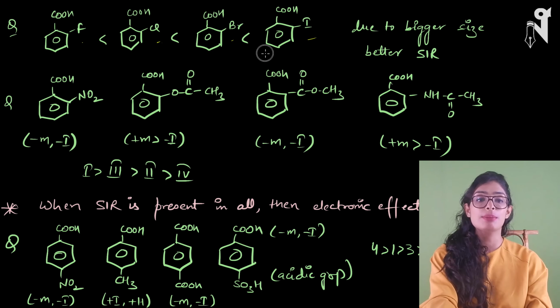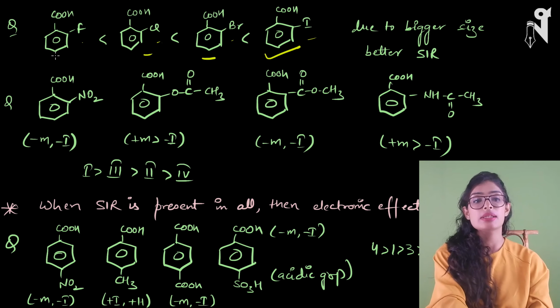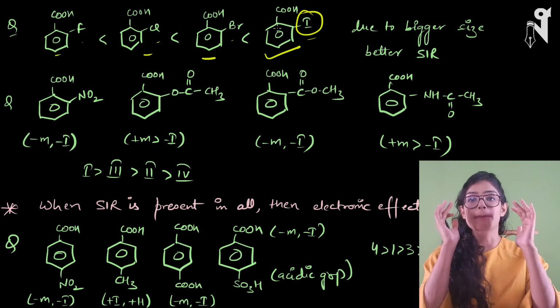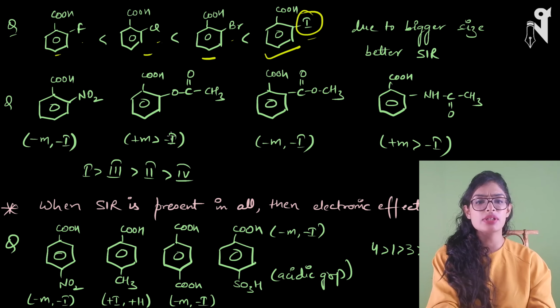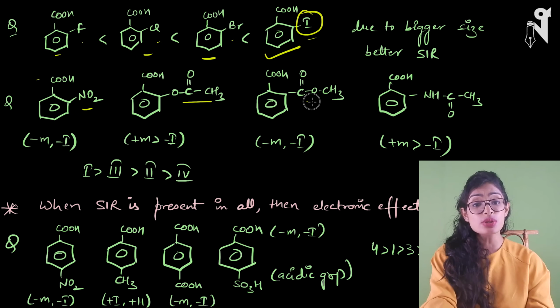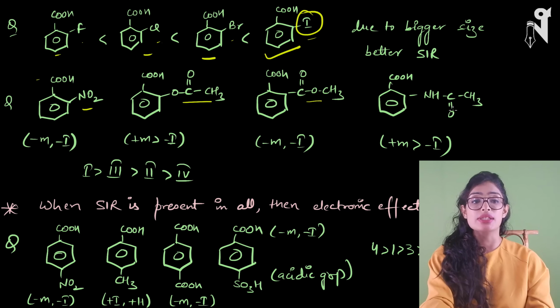Hence most acidic will be this group, then this, and then this, because iodine is the biggest element among all these. Okay, now come to the next. We have discussed a similar thing earlier. I now have benzoic acid with NO2, benzoic acid with OCOCH3, benzoic acid with COCH3, benzoic acid with NHCOCH3, and now we have to understand how it will affect the acidic strength.